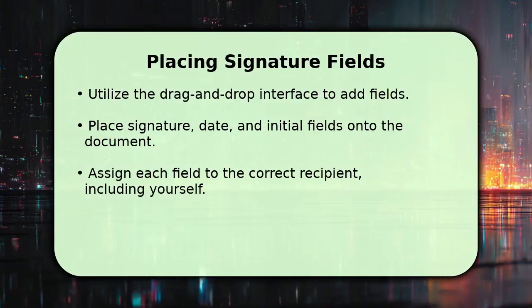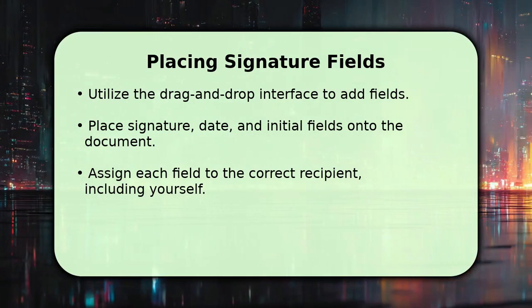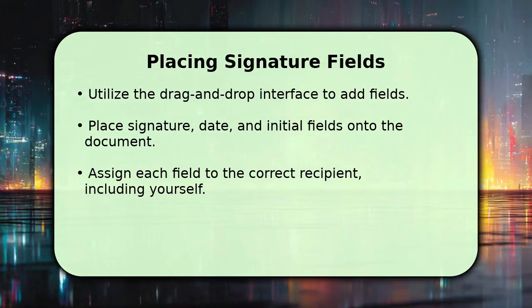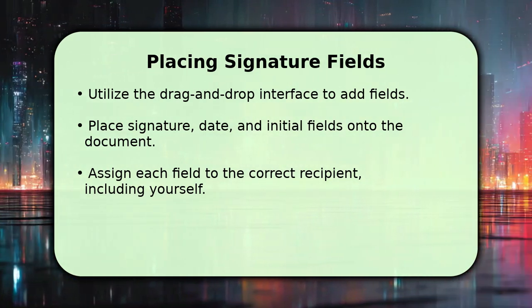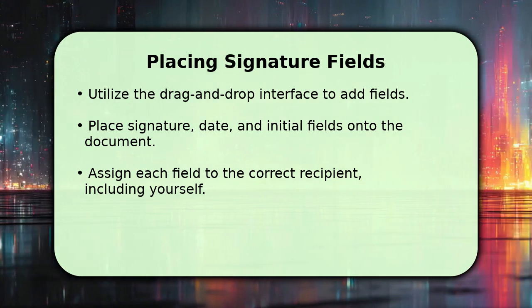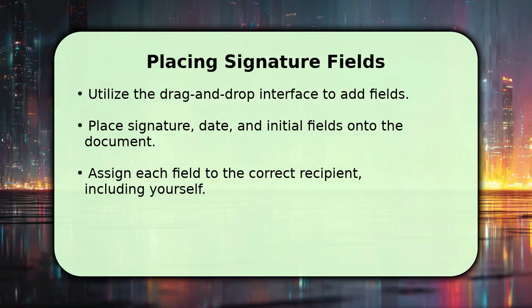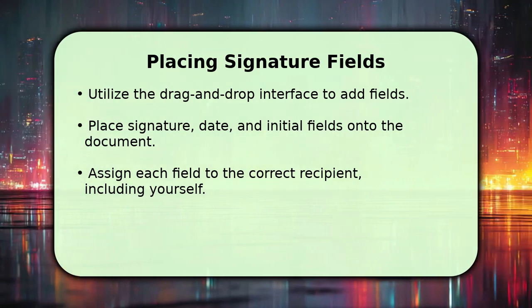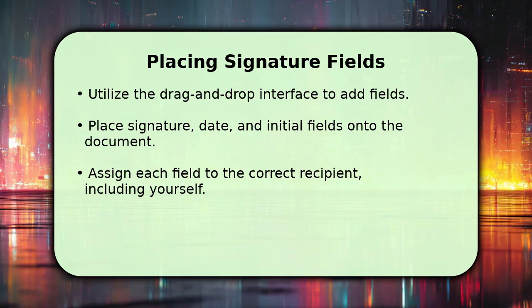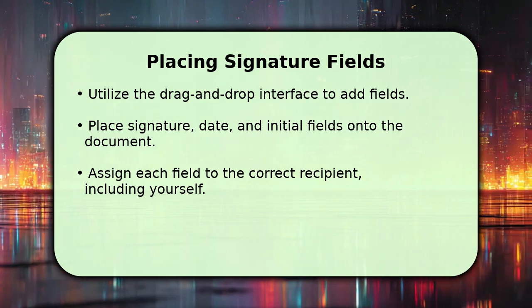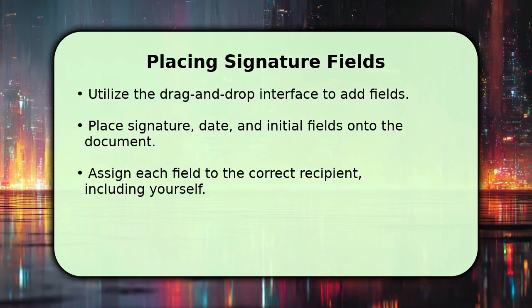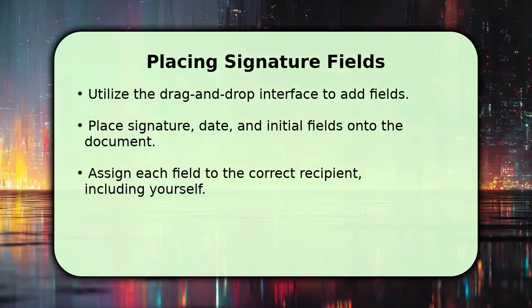Once your document is uploaded, you will be taken to the tagging interface. From the standard fields palette on the left, drag and drop the necessary fields onto your document. For example, drag a signature tab and a date sign tab where you need them. Crucially, assign each field to the correct recipient, including yourself if you need to sign. This ensures that each person sees and interacts only with their designated areas, streamlining the signing process for everyone involved.